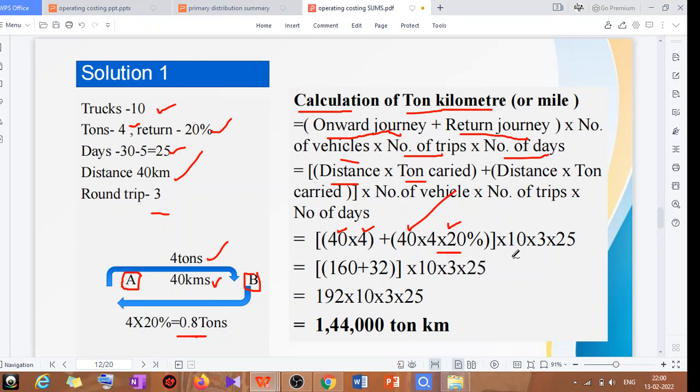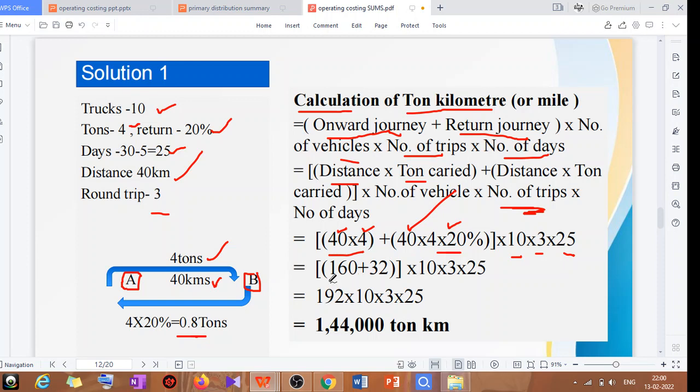Clear? Into the number of vehicles, 10 trucks, and number of trips, that is 3 round trips. See here you have to take what is a round trip, because onward and return, right? Onward and return is a round trip. Clear? So round trip directly they have mentioned, so take 3 trips. Clear? The number of days 25. Got it? So first you solve it.